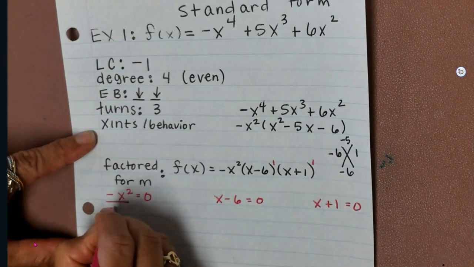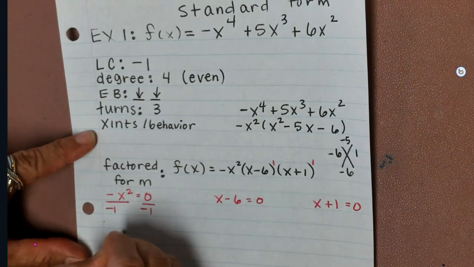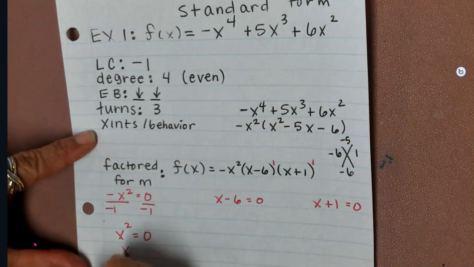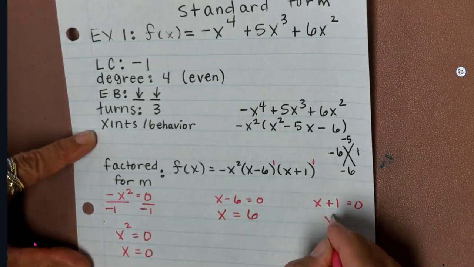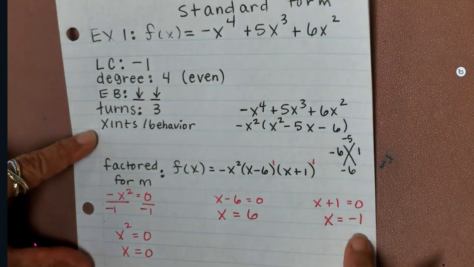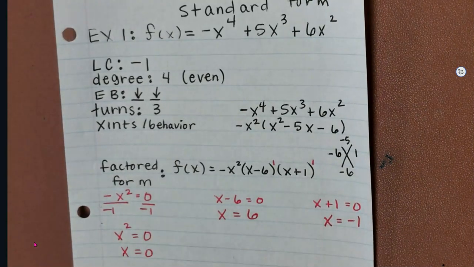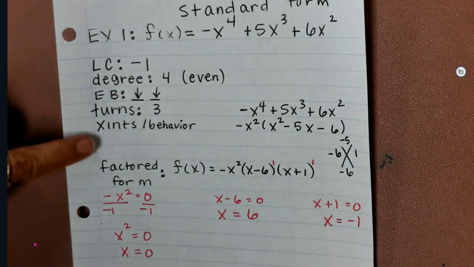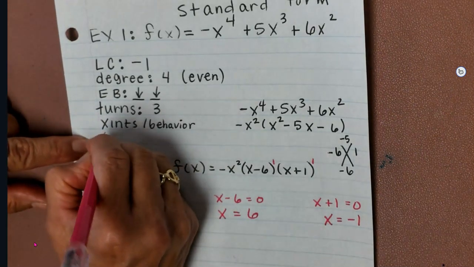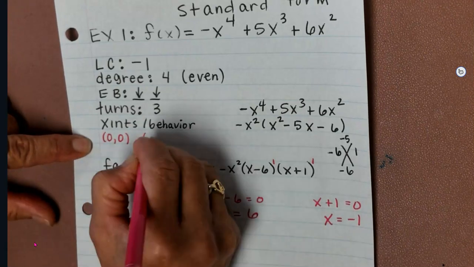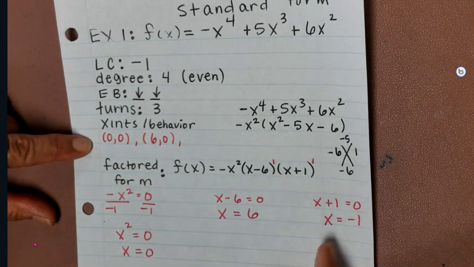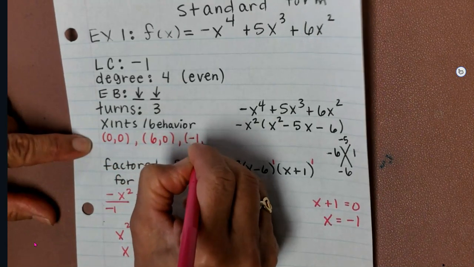So if I divide by -1 here, I get x squared equals 0. X is going to equal 0 here. X is going to equal a positive 6 here. X is going to equal a -1 here. Now, when I go to state what the x-intercepts are, they have to be in ordered pair form. So my x-intercepts are (0, 0), (6, 0), and (-1, 0).